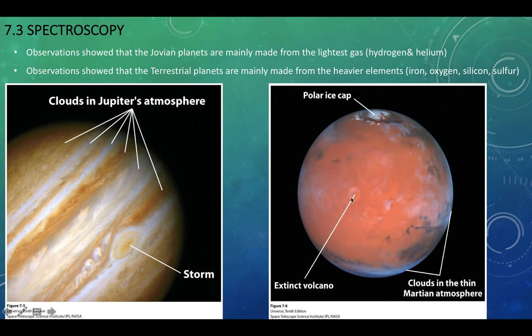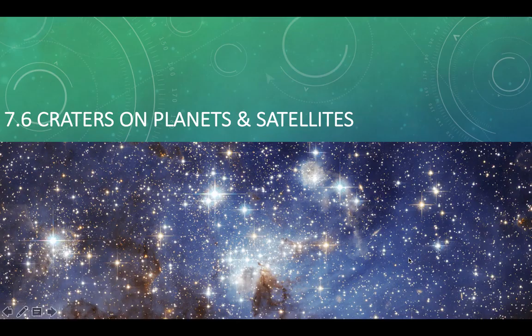But anyway, this is a volcano here that formed a long time ago on the surface of Mars. This is a polar ice cap. Polar ice caps are also there. So Mars has this red material. It had volcanoes. It also has lots of ice. Okay, so this is about how we study planets.